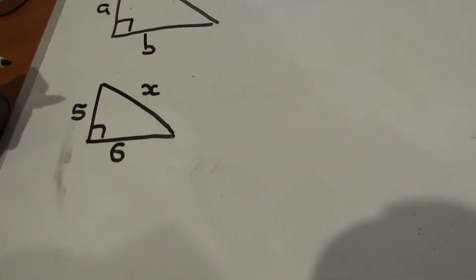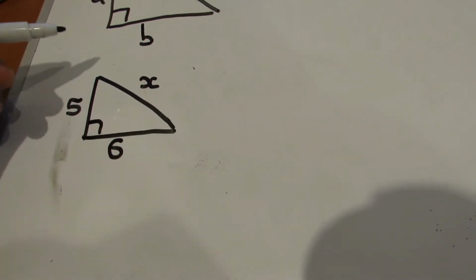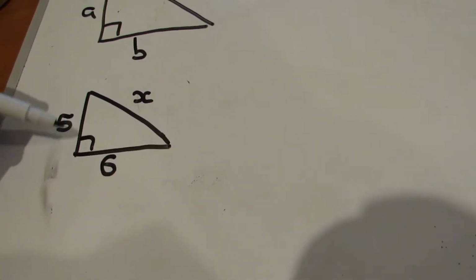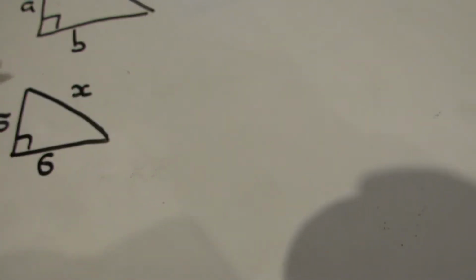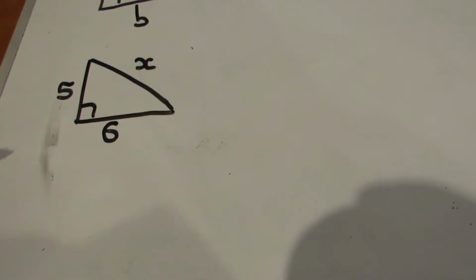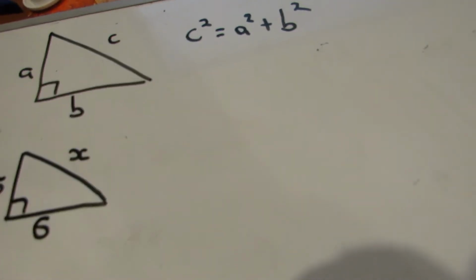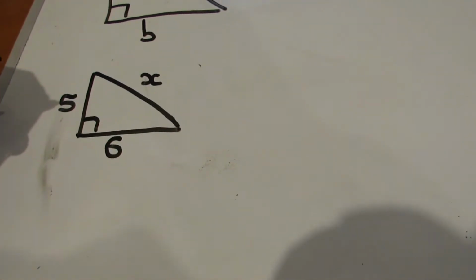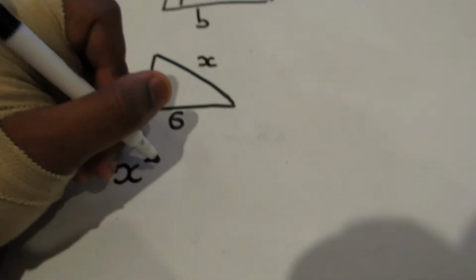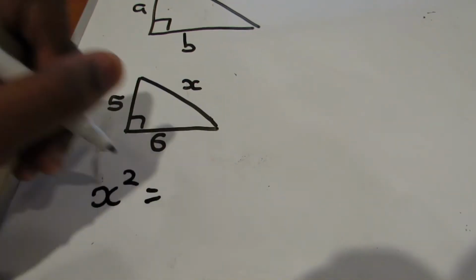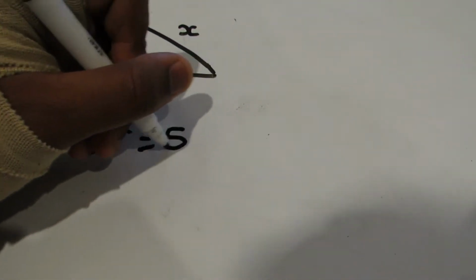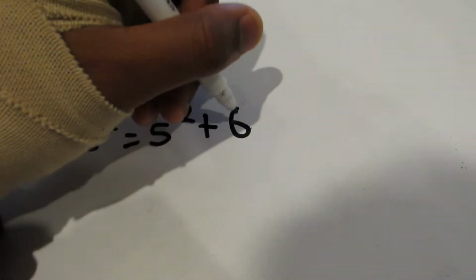Now, with this question, you're trying to find x, and you've got the side lengths of 5 and 6. So you would write down the formula: C squared equals A squared plus B squared. Your C is your x, so it'll be x squared equals 5 squared plus 6 squared.